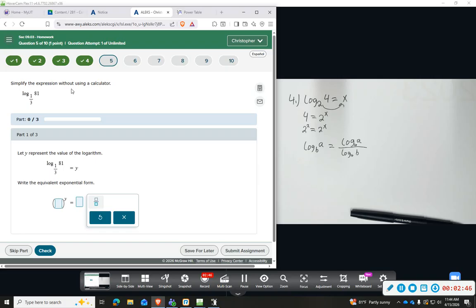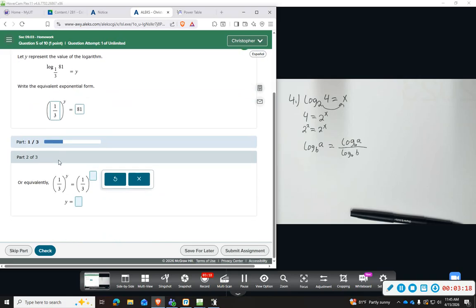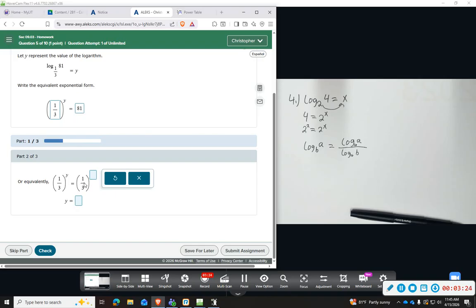Number 5, we want to simplify without using a calculator. So first they say let y represent the value of the logarithm, and then we're going to rewrite it in exponential form. Okay. So without doing too much, I'm going to move the 1/3 over. That's going to become my base. So 1/3, instead of the base of the log, it's going to be the base of the exponential. And then that will be equal to 81. All right, we got to check. So now we're going to rewrite 81 to the 1/3 power.